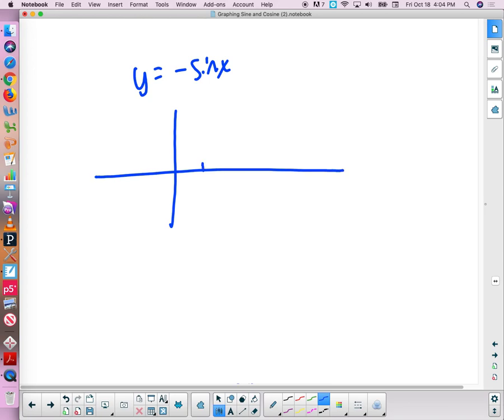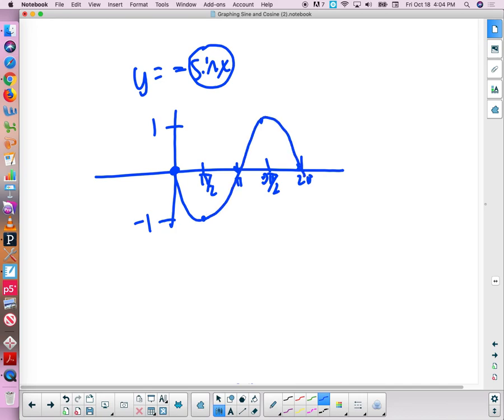Okay, pi over 2, 2 pi over 2, 3 pi over 2, 4 pi over 2. All right, so I'm going to start at 0 because it's sine. Can go up 1 and down 1. The sine of pi over 2 is 1, but it's got this negative in front of it. So it goes down, up, flips it upside down, just like you learned in algebra. If you negate any kind of function, it reflects it over the x-axis.